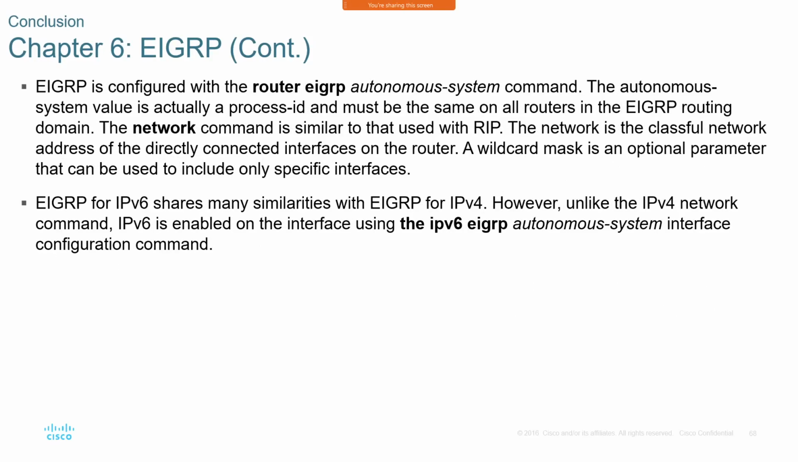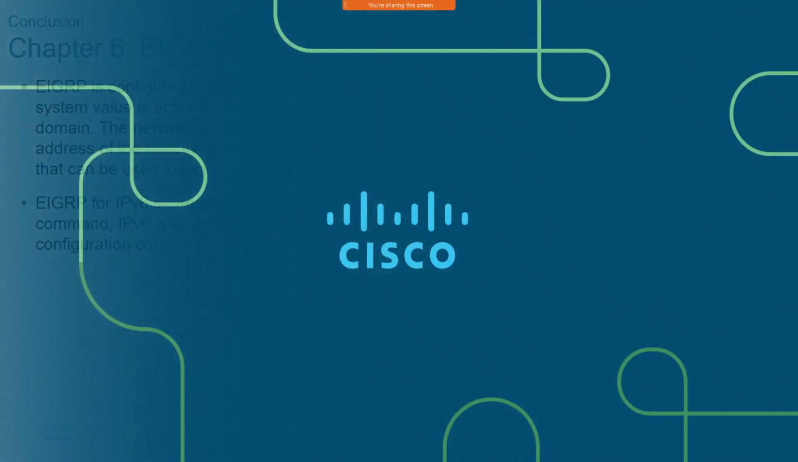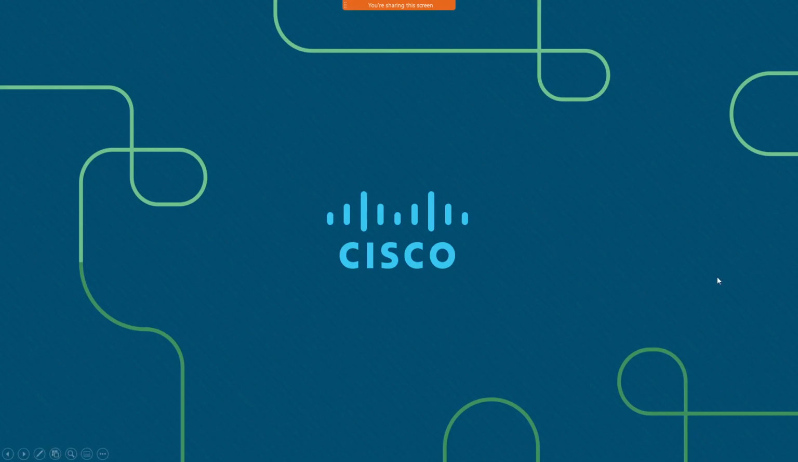We also talked about how to configure EIGRP through the router eigrp command and the network command in order to advertise certain networks. We also discussed how to do that with IPv6 EIGRP. All right, cool. So this is all the theoretical content we had for today.